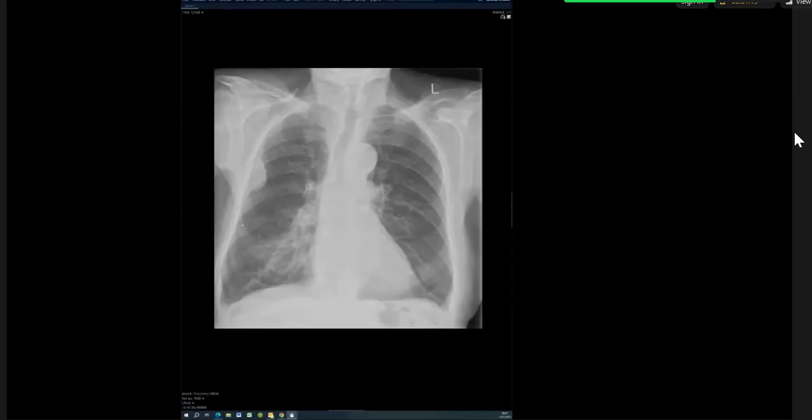I also know that there is one other differential for a benign pleural-based mass, such as a pleural fibroma. So if I can have a CT, it would allow me to better interrogate this lesion.